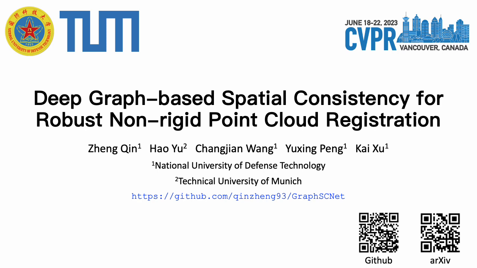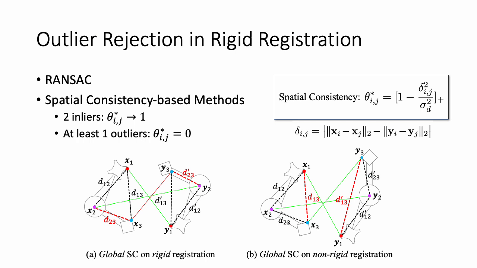In this work, we propose a deep learning-based outlier rejection method for non-rigid point cloud registration. To the best of our knowledge, this is the first learning-based non-rigid outlier rejection method. Outlier rejection is a common technique for robust point cloud registration. However, most existing methods focus on rigid registration.